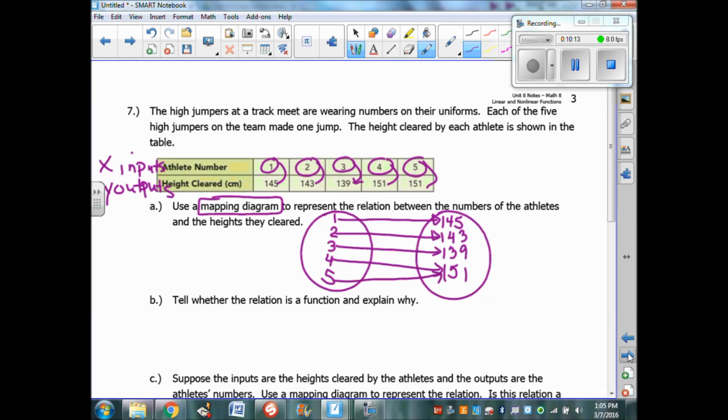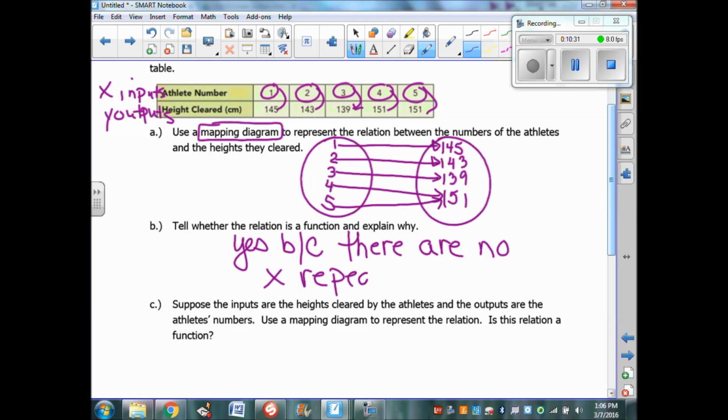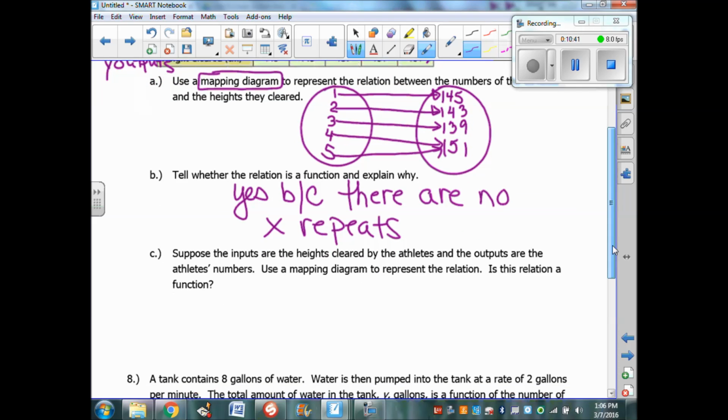Okay? Tell whether this relation is a function and explain why. Yes, because there are no x repeats. Or in other words, in the context of this problem, there are no athlete numbers that repeat. Each x has its own y.